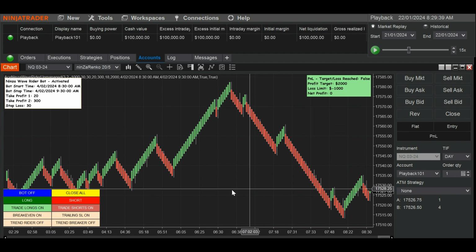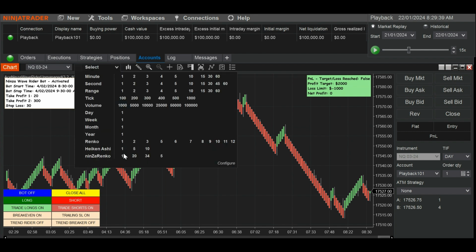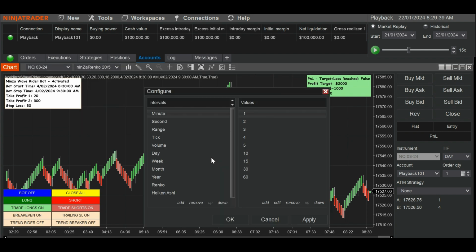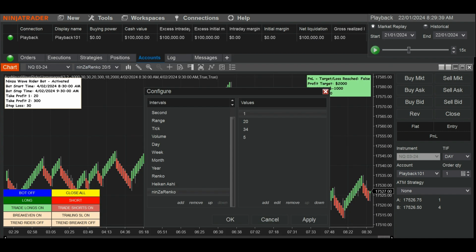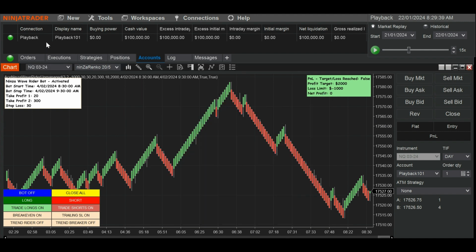Okay, so we are looking at using Ninza Renko candles. So for members that have access to Ninza Renko candles as well as the bot, you want to make sure that you configure your Ninza Renko candles. So down the bottom here, I've added it, and you can add your Ninza Renko candles. So 20 and 5 is one of my favorites, as well as 34 and 2. So I already have those set, and applied them to the chart. I have added the bot to the chart, and you can see it's activated.